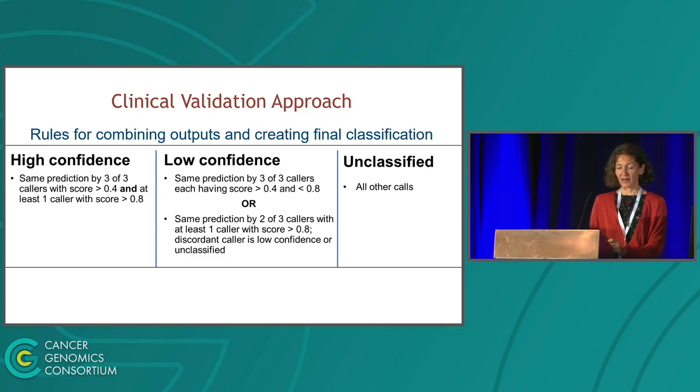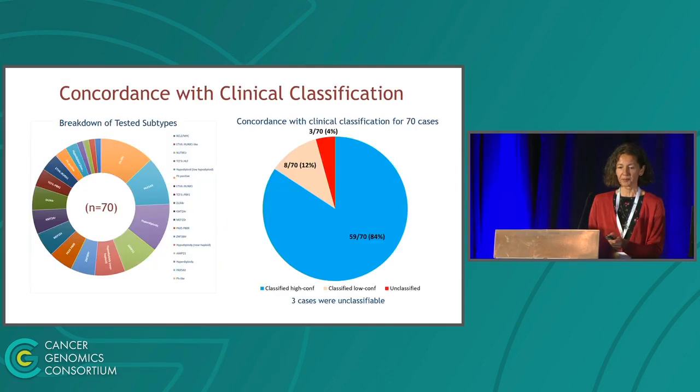And this is made to be very stringent on purpose because we want it to be as specific as possible, even if we sacrifice some sensitivity, but we want to be as confident as possible for clinical purposes in classification. So the next step was to test concordance with our clinical classifications. So far, we have tested 70 cases belonging to a large variety of different subtypes. And out of those 70, the majority, 84%, classified accurately and with high confidence.